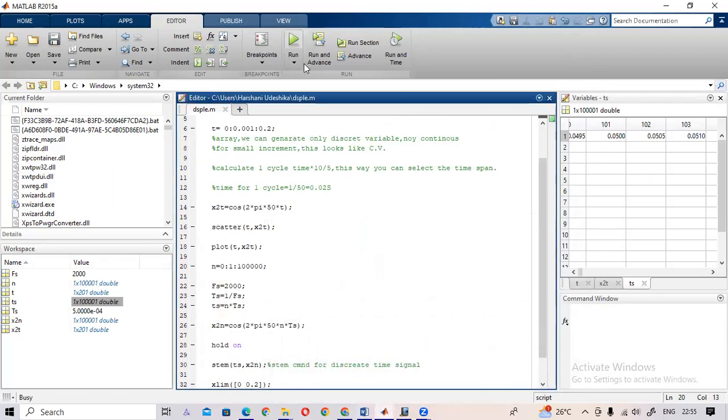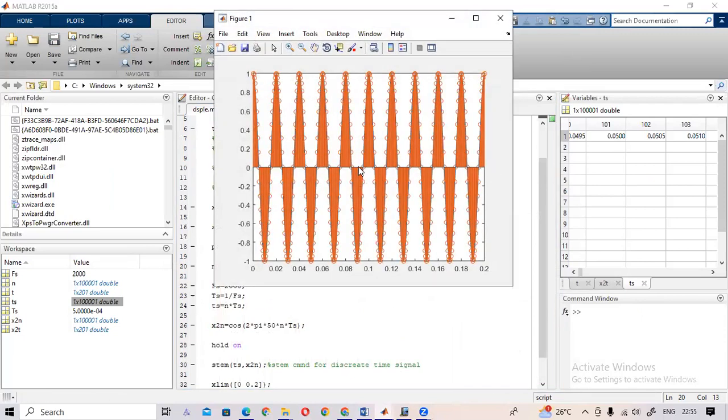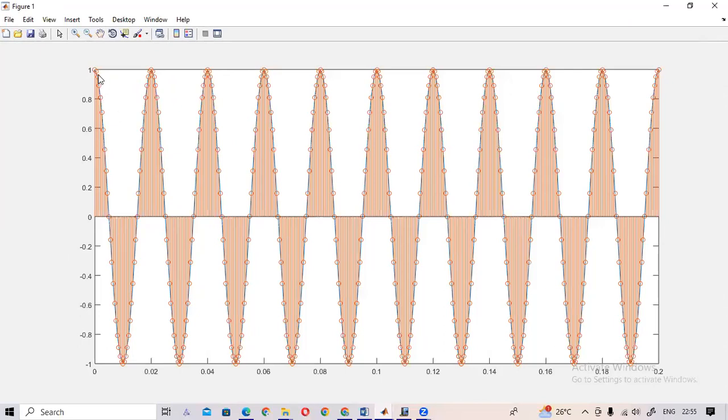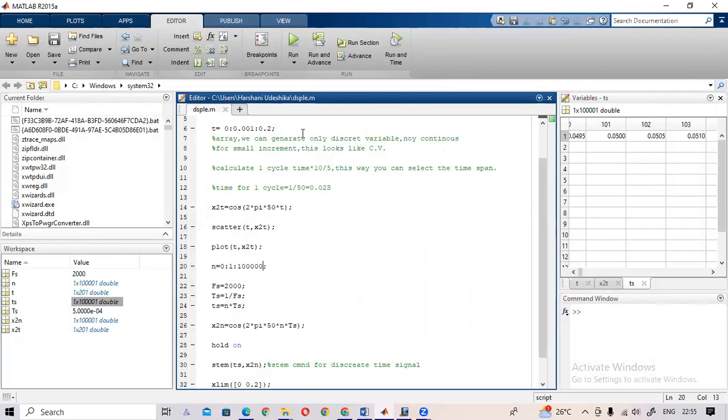So maybe you can't understand what I am saying. You have to do this and check this, then you can understand. Now you can see that we get the sample points very close together. When you construct this signal, it will be a very smooth signal. So if we increase the sampling frequency, the reconstruction will be very smooth and very easy. That is the idea you should get.